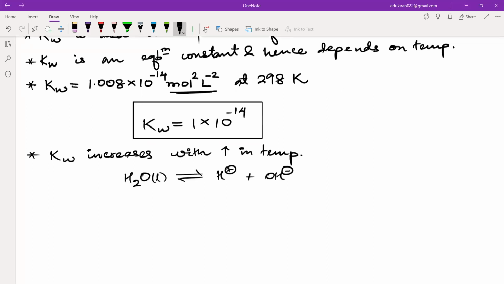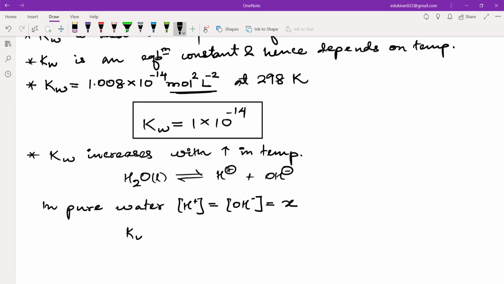And in this case, when we have pure water, we can say that the number of H plus ions and OH negative ions are going to be equal, because if one molecule breaks, it will form one H plus and one OH negative. If two break, it will form two OH negative and two H plus ions, right? So in pure water, the concentration of H plus is equal to the concentration of OH negative. And let us take this concentration as X.